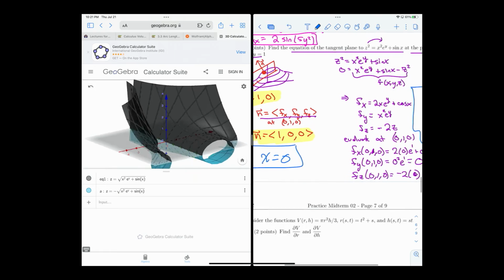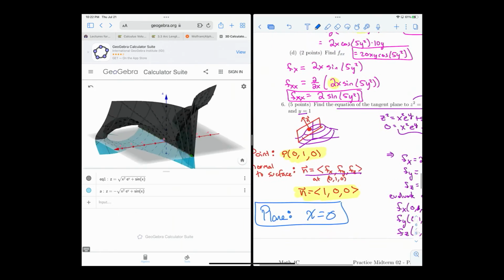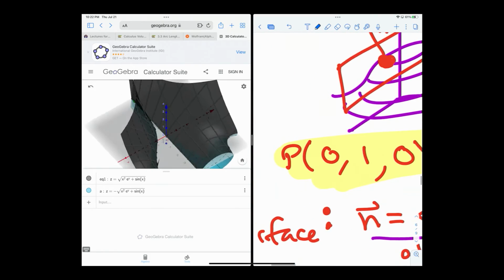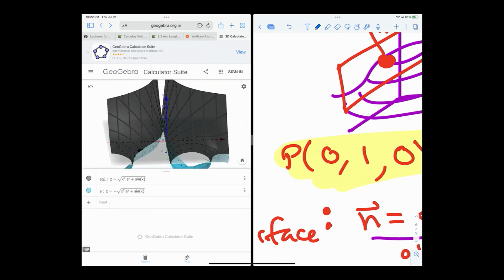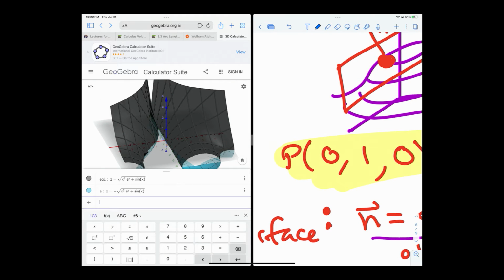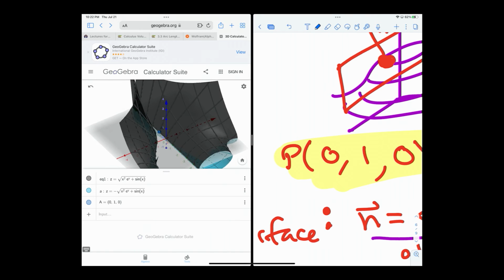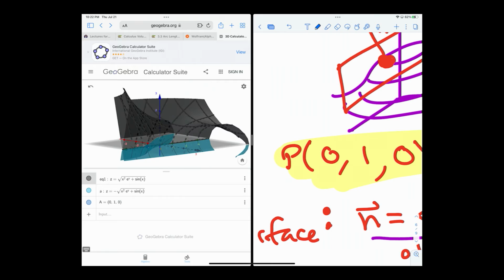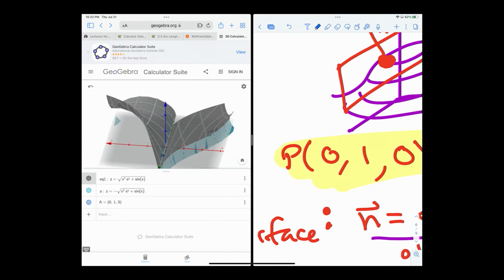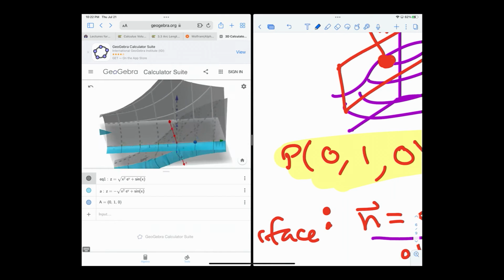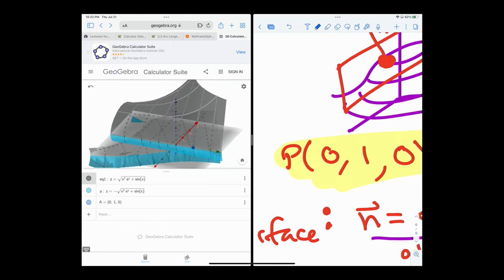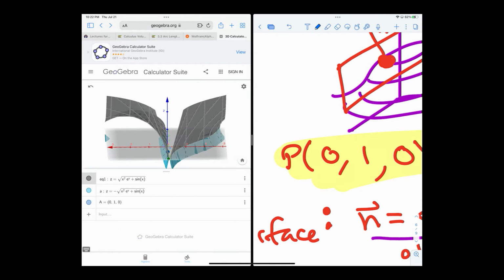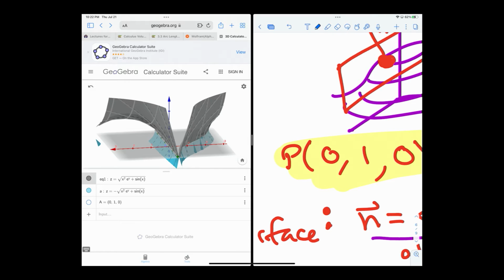So if you look at the point that we're looking for, the point was (0, 1, 0). I can just put it here, parentheses 0, comma 1, comma 0, enter. I can't really zoom in there, but can you see it? The point A, it's a bad color. Can I change the color? Hold on.